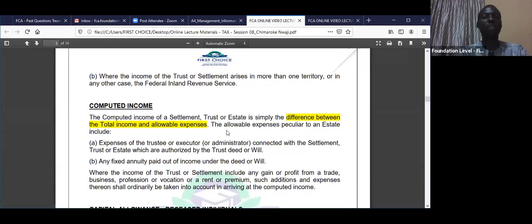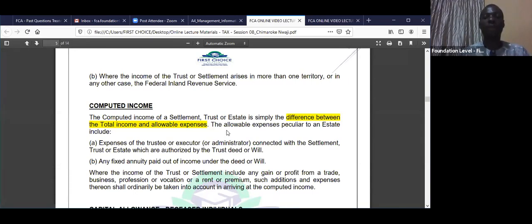So what do we do? What is the allowable expense here? The allowable expense includes the expenses of the trustee or executor, or the one who is the administrator, in connection with the settlement, trust, or estate, which are authorized by the will. So any expense the executor makes that is authorized is allowable. Then another one is any fixed annuity that is paid out of income under the will. So fixed annuity is there.